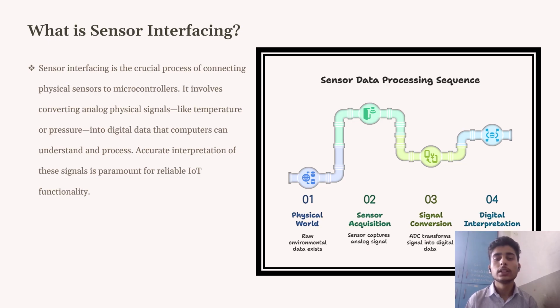Third step is signal conversion. In this process, the physical analog signal is converted into a digital signal. Fourth step is digital interpretation. In this step, the microcontroller interprets and analyzes the converted digital signal. Sensor interfacing is an important step for analyzing this physical data.